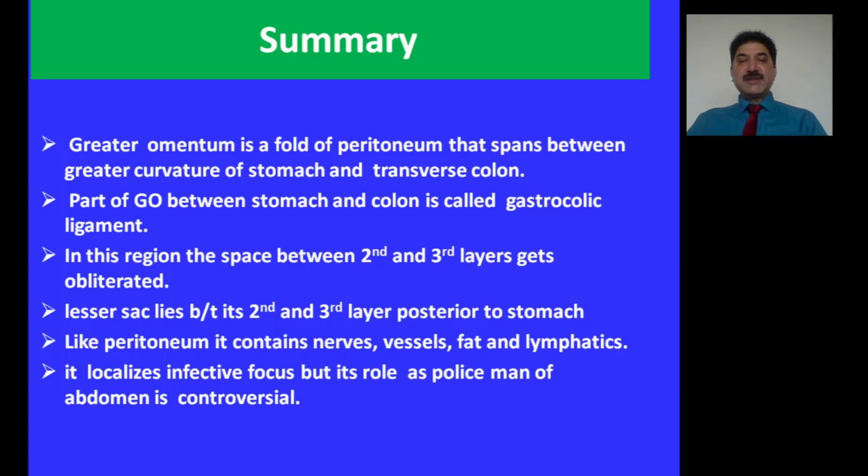Lesser sac lies between its second and third layer posterior to stomach. Thus, second and third layer form peritoneum of the lesser sac. Contains nerves, vessels, fat, and lymphatics. It localizes infective focus, but its role as policeman of abdomen is controversial, as it is believed that greater omentum moves to the site of inflammation by chance, not by choice.